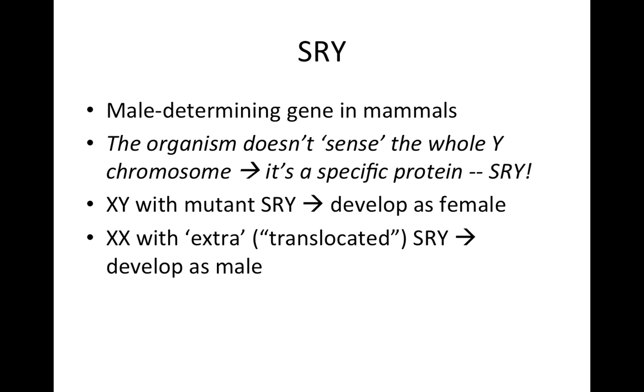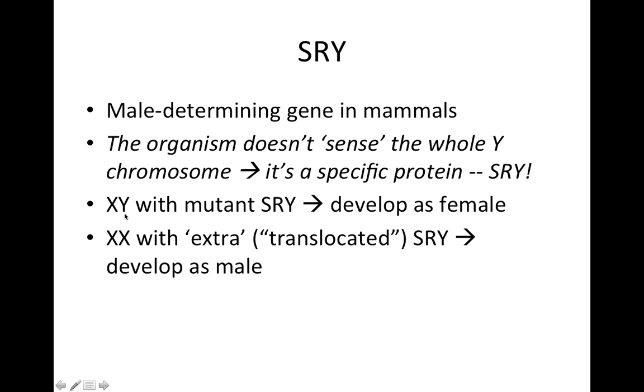Okay, so we can start out by thinking about SRY. So we learned that SRY is the male determining gene in mammals. This means that the organism doesn't somehow sense whether it has a whole Y chromosome or not. It's the specific protein, SRY, that's produced from the SRY gene that leads to male specific gene regulation, right? So the importance here is the production of a functional copy of SRY.